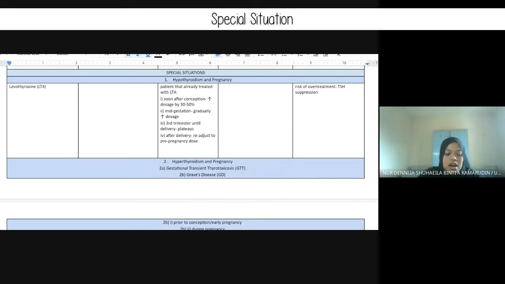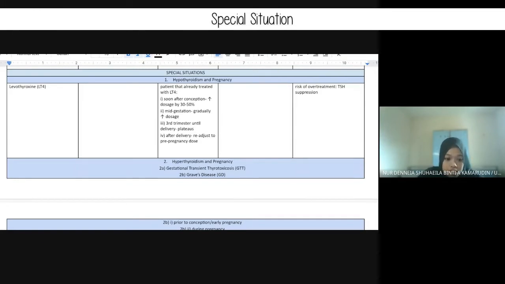So the first one is hypothyroidism. Hypothyroidism in pregnancy can be defined as the presence of low serum TSH during the pregnancy, which is below the lower limit of the pregnancy specific reference range. The drug that needs to be given is levothyroxine, or in short LT4, where I believe the mechanism of action of this drug has been discussed by the previous presenter in the case of hypothyroidism.